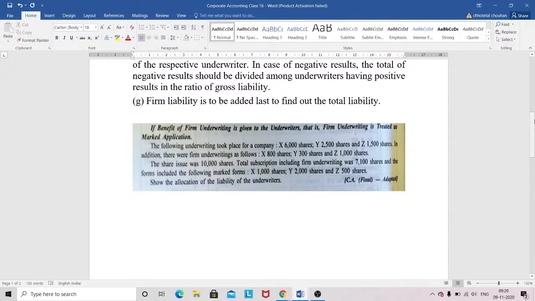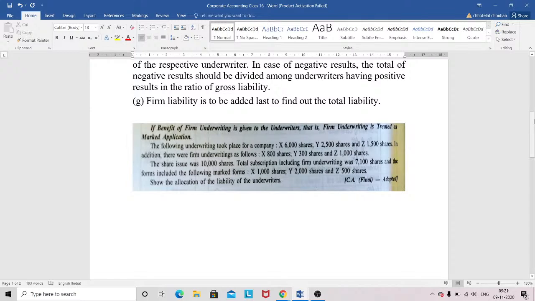The following underwriting took place for a company: X 6000 shares, Y 2500 shares, and Z 1500 shares. If you add, the total liability is 10,000 actually. And in addition, there will be the firm underwriting as follows: X 800, Y 300 and Z 1000. So there is form underwriting, that is 800, 300 and 1000. So 8, 3, 11, 2100 form underwriting total. Now the share issue was 10,000 shares.